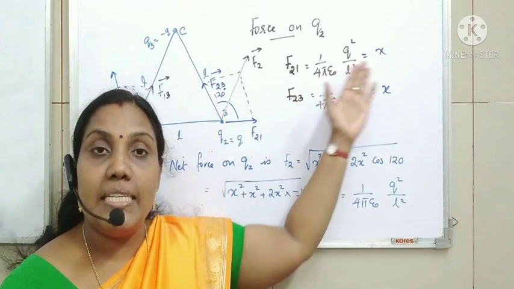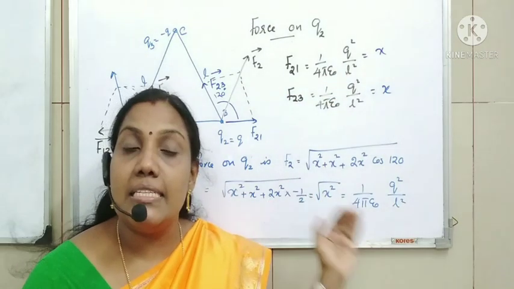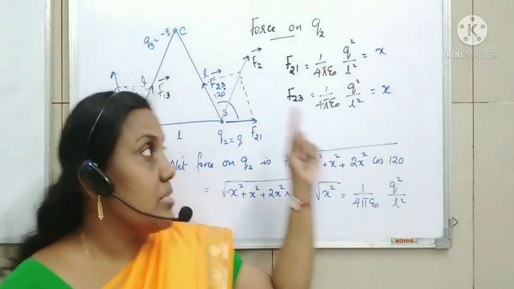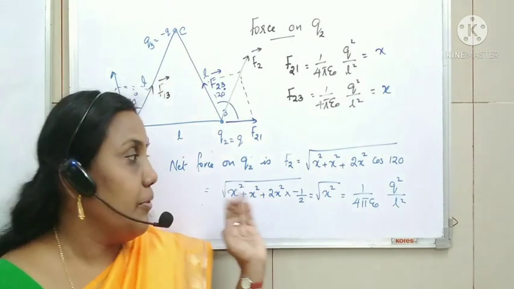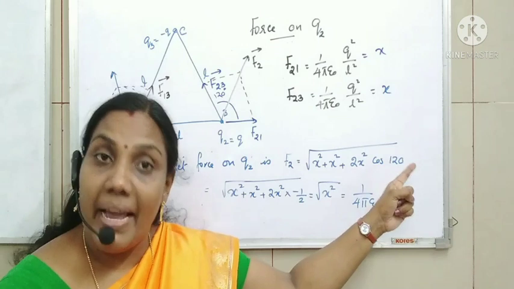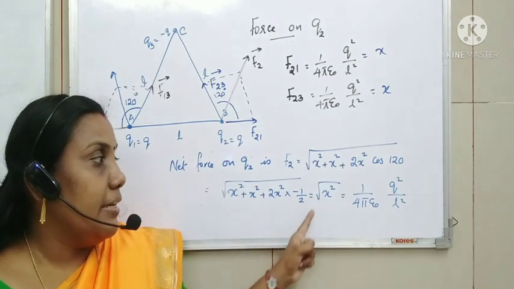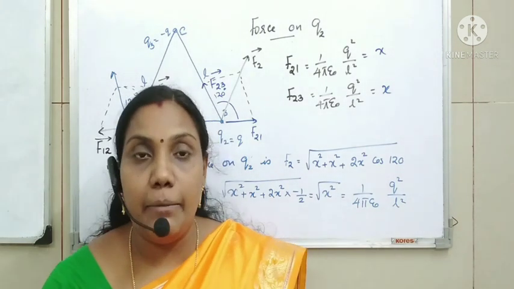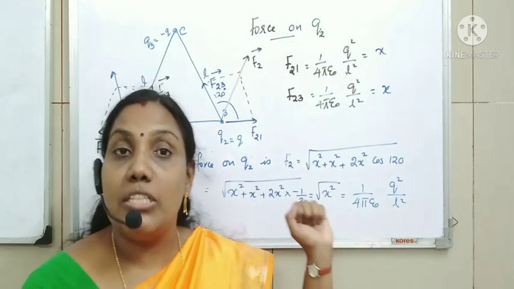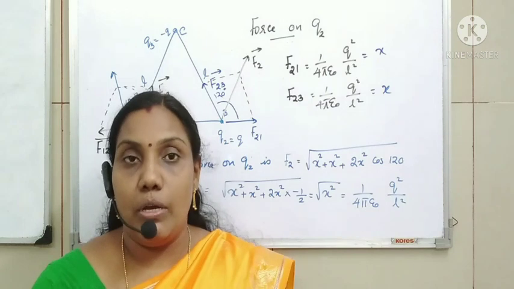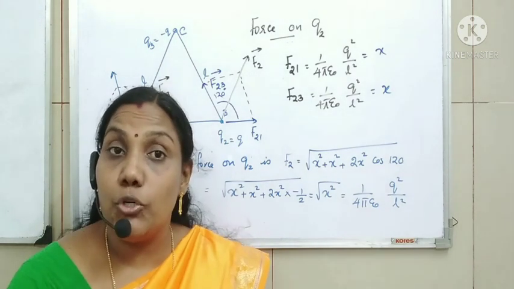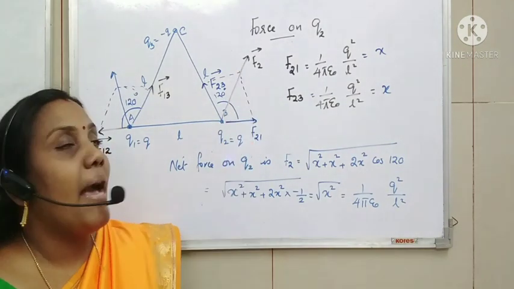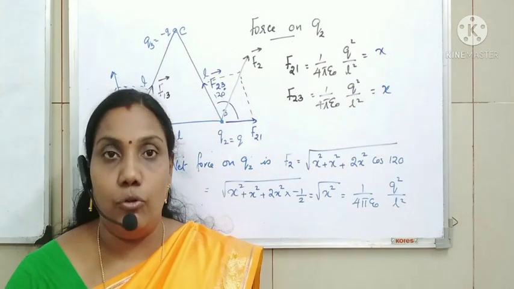For simplification, F21 is equal to x, F23 is equal to x, and the resultant force acting on the charge Q2 is root of x square plus 2x square cos of the angle between them, which is 120 degrees. After simplification, cos 120 we know is minus 1 by 2. So the answer is root of x square, the same as 1 by 4 pi epsilon 0 q square divided by L square. So the resultant force acting on the charge Q2 is 1 by 4 pi epsilon 0 q square by L square. And the direction of the resultant is given by which rule? Parallelogram law of vector addition. Here also we can complete the parallelogram. The diagonal of the parallelogram is the direction of the resultant force F2.